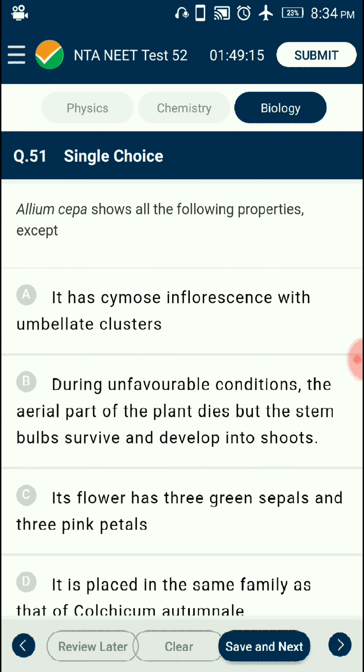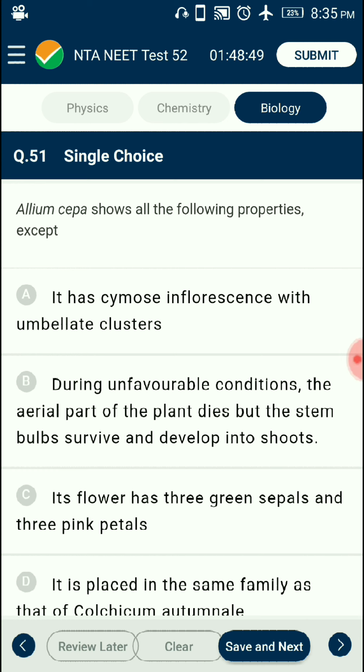Question number 51. Allium cepa shows all the following properties except. Allium cepa is onion. It shows cymose inflorescence with umbellate clusters. It consists of a number of short flowers with stalks, which spread from a common point like an umbrella. During unfavorable conditions, it forms fleshy structures called bulbs for storage of food in the scale leaves.